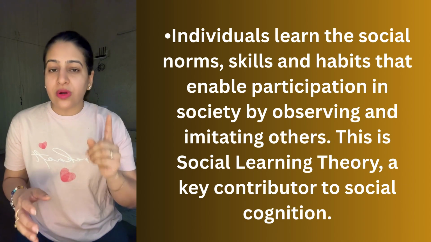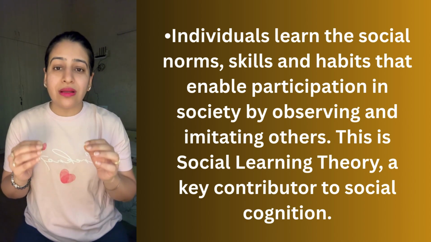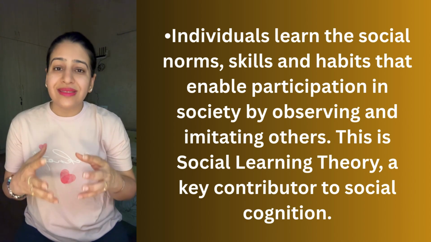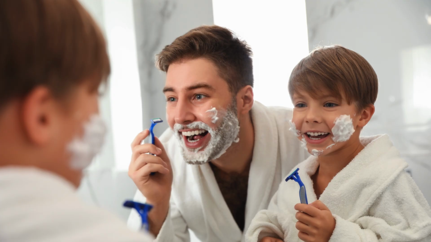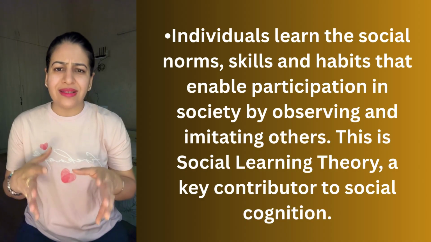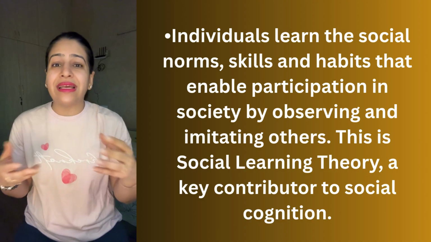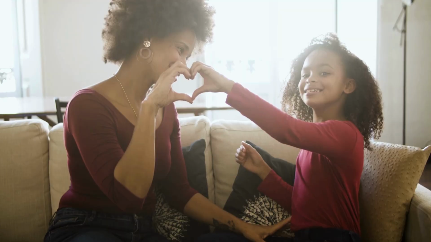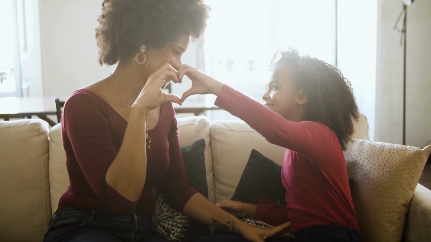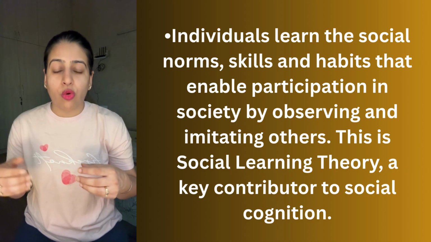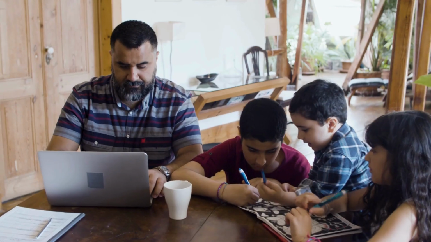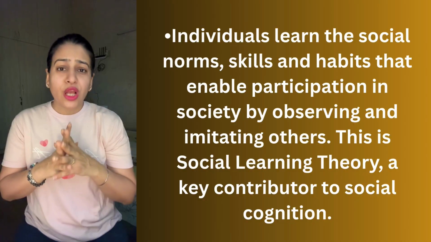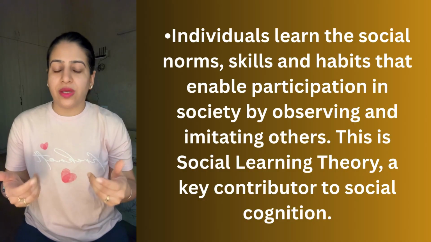So, the very first one is that individuals learn the social norms, skills, etc. by observing and imitating others. This is called social learning theory. For example, a small child sees at home how his parents are cleaning the house, what work they are doing, gender roles, who usually cooks food at home, who goes to office, how parents pray, how they do other activities, etc. So they learn by observing.